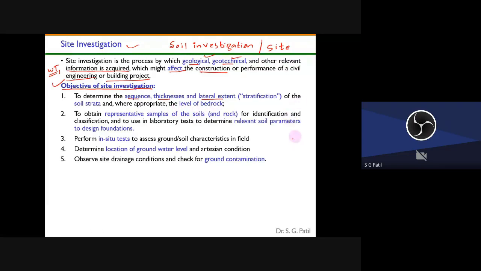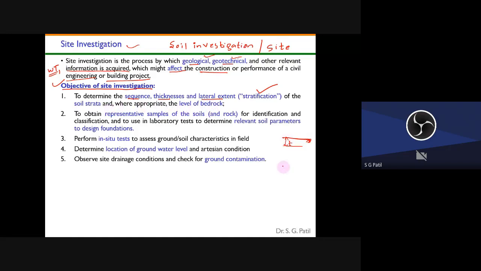Okay, so see, this is your ground. This is the ground level. The first objective is to determine the different types of soil and their lateral extent. The lateral extent of this soil strata is very important, and also the thickness. Together this is called stratification. Stratification means different layers of the soil strata, and wherever appropriate, the level of the bedrock.